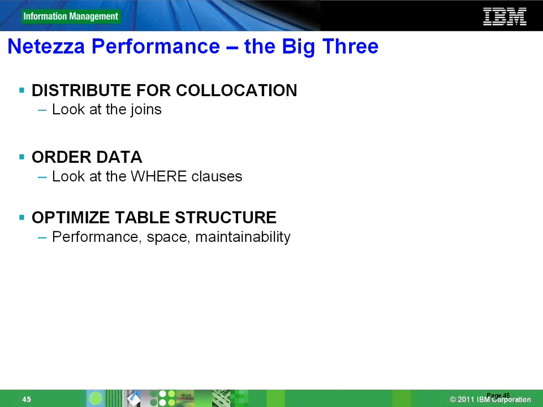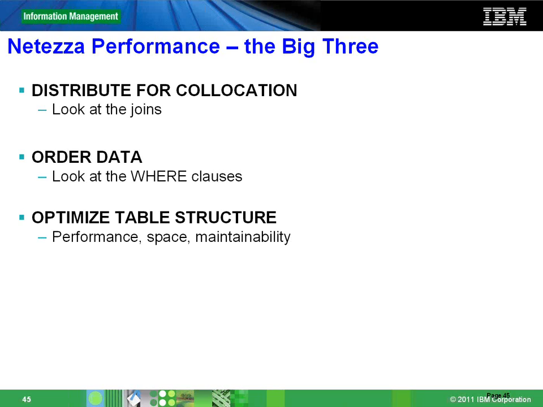So slide 45 is a very important slide. It basically talks about the three big things that you need to look out for when you're a Netezza user. This is the trinity. Bullet number 1 talks about distribute for collocation, which means that if you have collocated data when you're joining tables, then obviously your queries return much faster. So you'll have to analyze your joins before you determine how you're going to distribute the data.